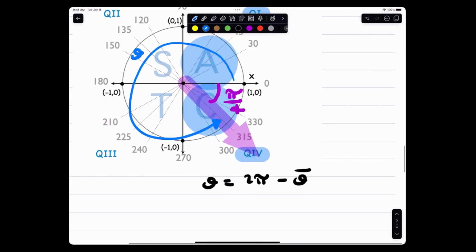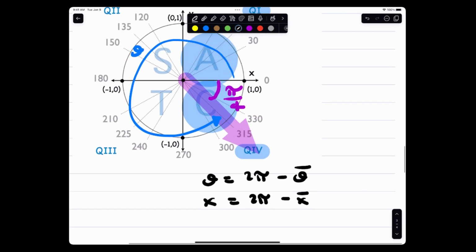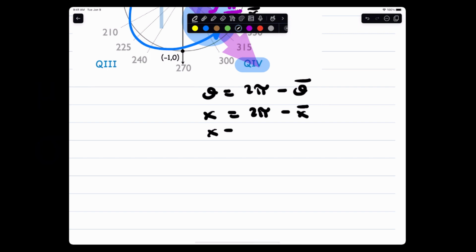So the angle theta here will be 2 pi minus the reference angle. That's the theta they're talking about here because the answer has to be between 0 and 2 pi. Now, you say, well, there is no theta. I know, x is 2 pi minus that same reference angle. This is the reference angle. They just changed the letter. It's pi over 4. So the second solution will be 2 pi minus pi over 4.